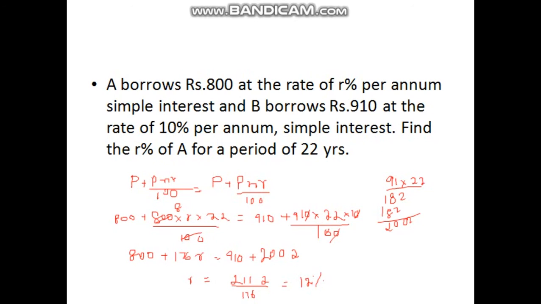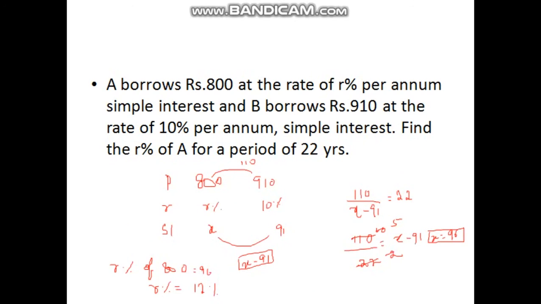Let us see how to solve it using the formula method. Formula method means simply equate the amount for both, so you will get the R value. You can try this method by yourself. I will explain the shortcut. As usual, write the two principals, 800 and 910. Here the rate of interest for the first person is not given, so write it as R percentage, and for the second person it is 10%. Simple interest for 1 year is R percentage of principal, right?